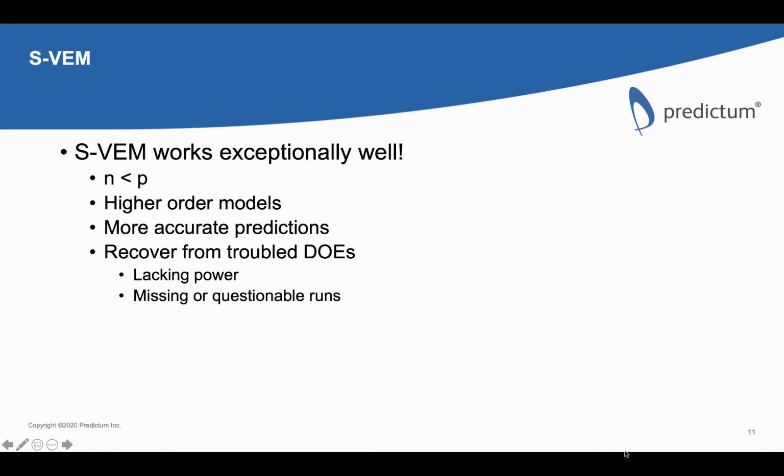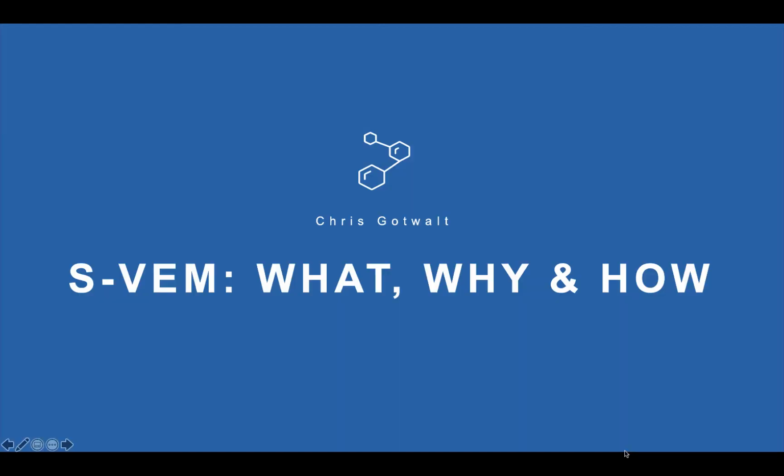And we've also been able to recover from troubled DOEs where there was a lack of power, where otherwise you'd have to augment the design and add more runs and spend more money and delay realizing your objectives. We've been able to use S-VEM in these cases instead of adding runs. Also, when you have questionable or missing runs, S-VEM has been very helpful in that area.